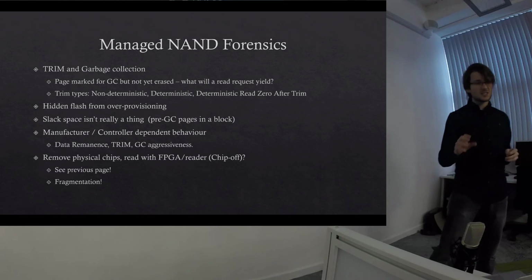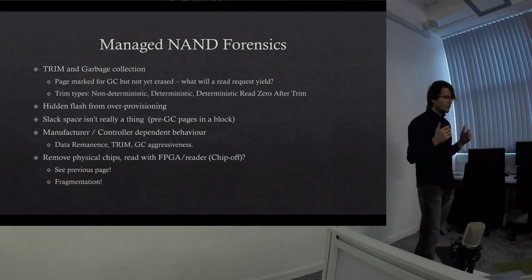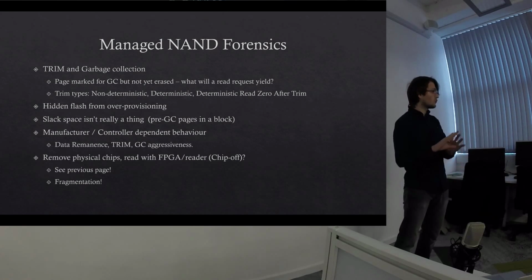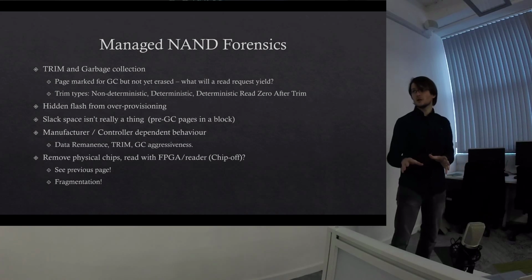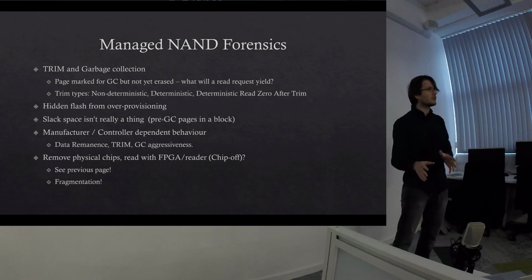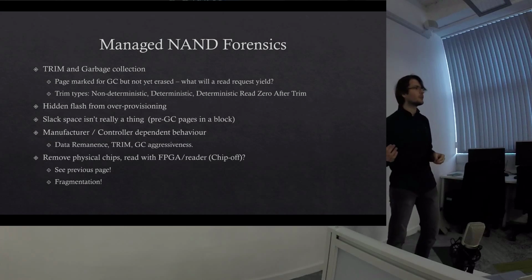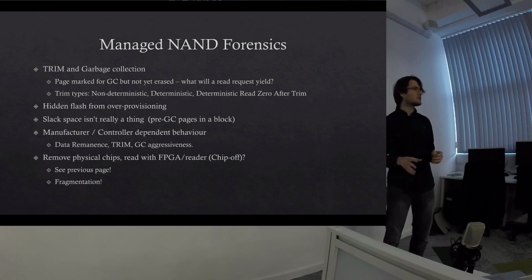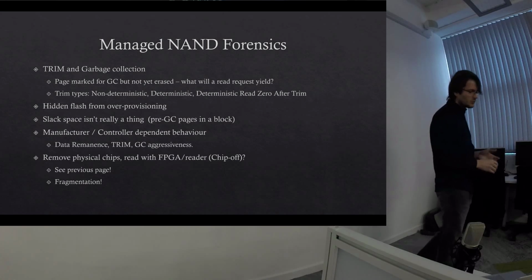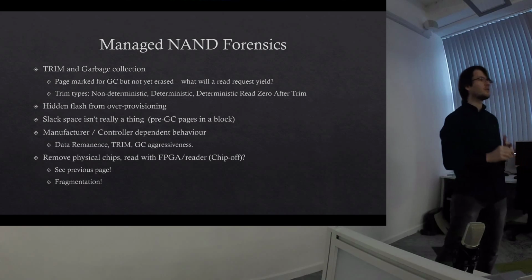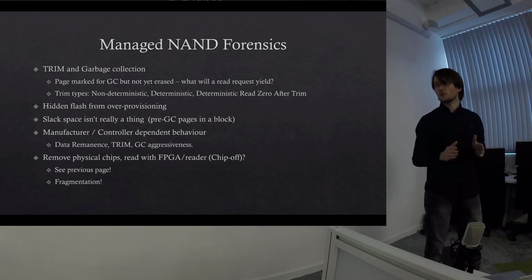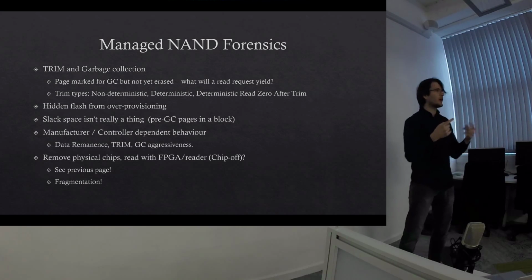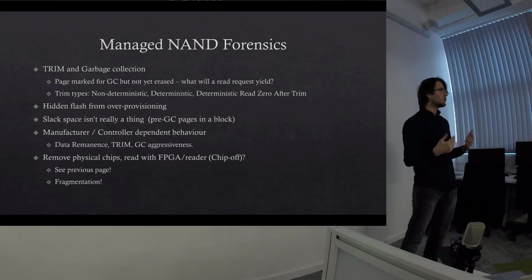But if it's still there, so we have the case where we haven't erased the block, but it still has some pages in it which have been marked or trimmed for erasure. So there might be a bunch of data on there. So what happens when we ask the flash controller about it? Well, it turns out there's three rough categories of trim. So we've got the ones where we know what we're going to get back. If the device has trimmed that page or that block, we always get the same thing back. We either get ones, we get zeros, we get some predetermined pattern, but we don't get the original data.